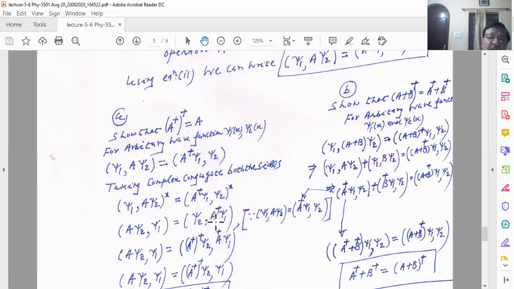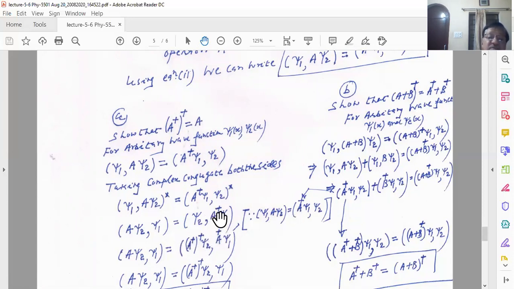A dagger, A is Hermitian. If A is Hermitian, using this law, psi 2, A dagger psi 1 equals psi 1, A psi 2. So you can see psi 1, A psi 2 is A dagger psi 1, psi 2. So I can use this law for the Hermitian operator.